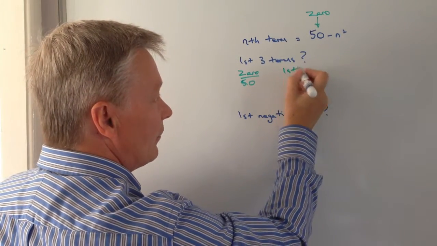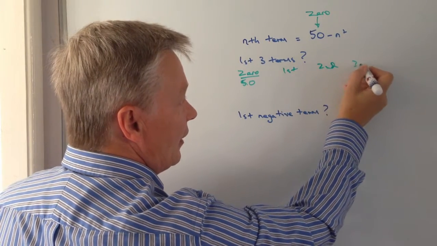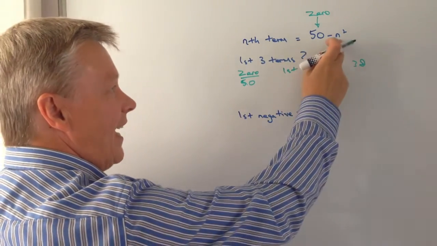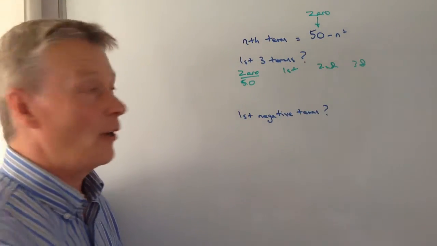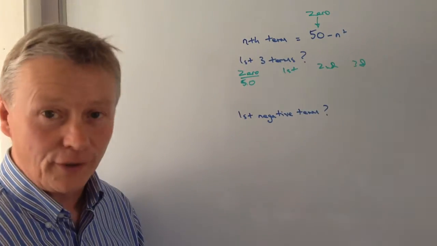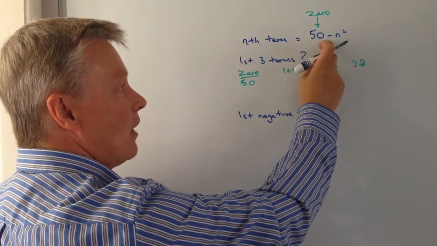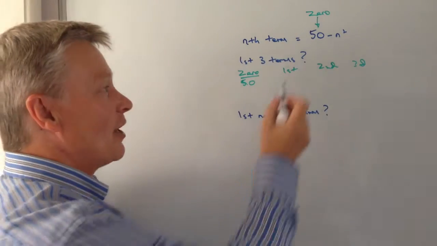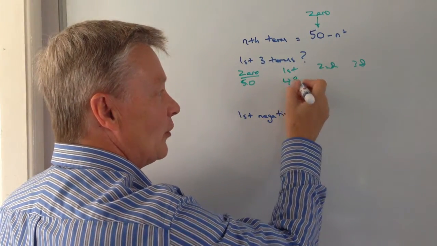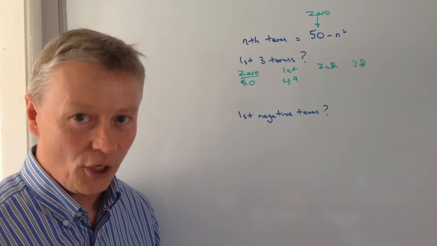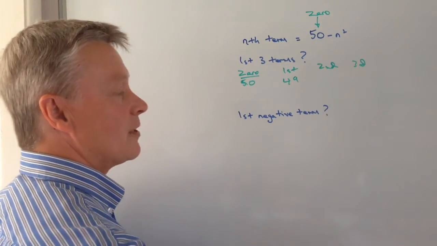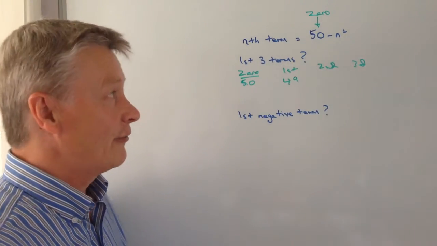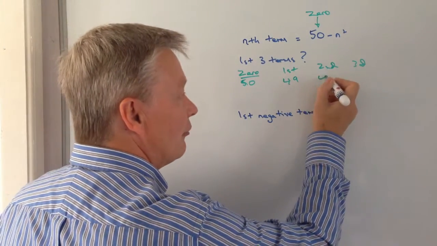Okay. And then to write out the first three terms, what we basically do is apply this rule. So the first term, the second term, and the third term are all about calculating this value, because n is either the value 1 or the value 2 or the value 3. So 50 minus 1 squared. Well, 1 squared is just 1, so 50 minus 1 is 49, which is the value of the first term. The second term is going to be 50 minus 2 squared. Well, 2 squared is 4, so 50 minus 4 is going to be 46.